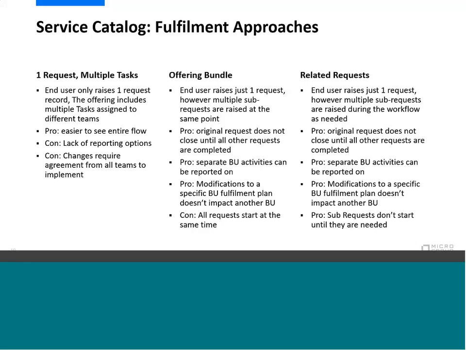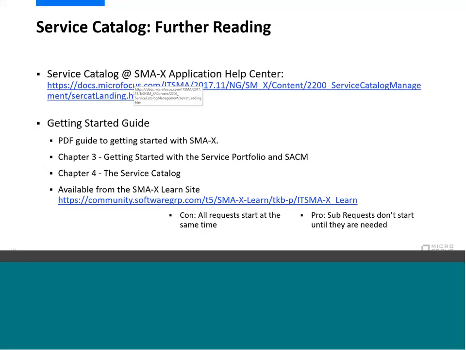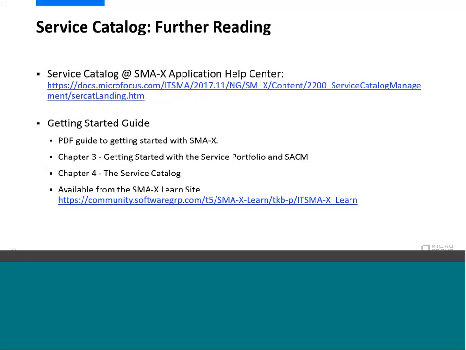So we've done a lot of talking, a lot of information been passed, and we had a little bit of a stutter at the beginning. So in regards to further reading, we've got the Application Help Centre. There's a link there which takes you to the Service Catalog Management section where a lot of this information has been gathered from. But we've also got our Getting Started guide as well. So on the community forum, on the Learn site, we've got our PDF. Chapter 4 is all about the Service Catalog, but also Chapter 3 is a good read because that talks about service portfolio and about those service definitions and how maybe you want to set those up aligned to the way that your business works.